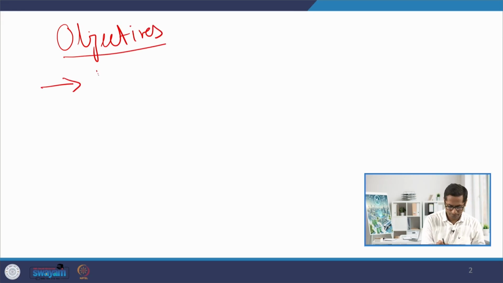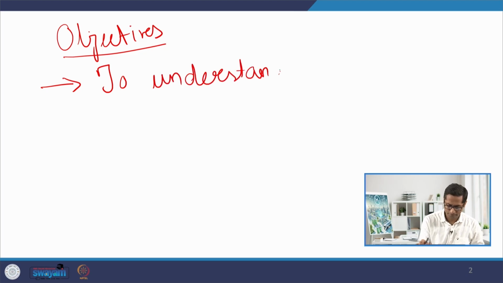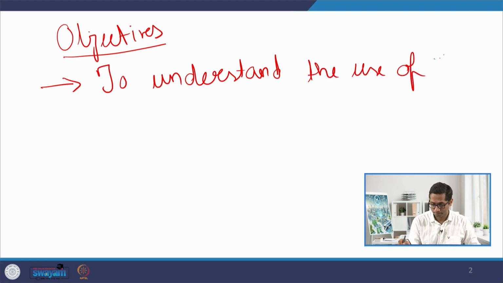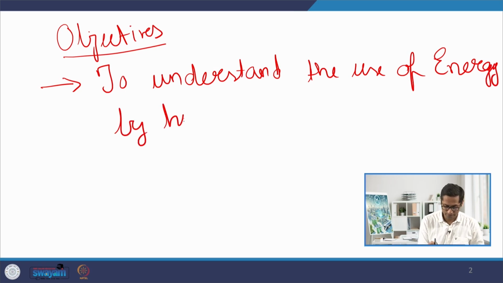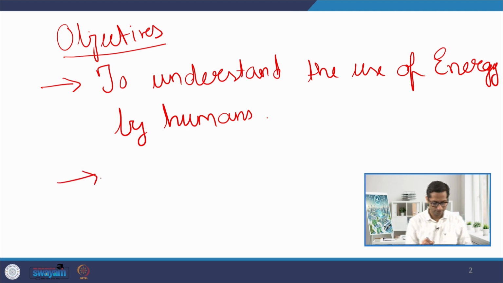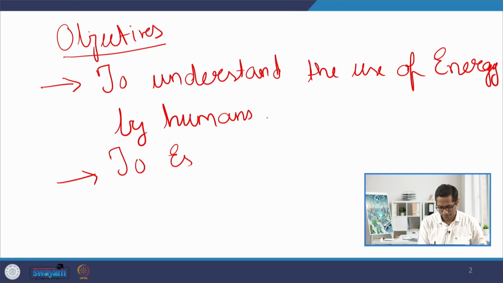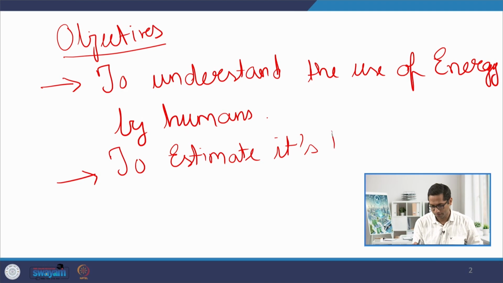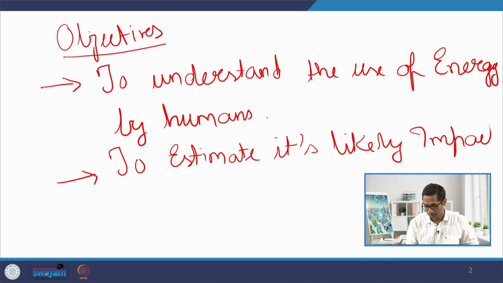this could be as: to understand the use of energy by humans, and the second thing we will try to understand is to estimate its likely impact, the impact that is going to come from the use of the fossil fuels.